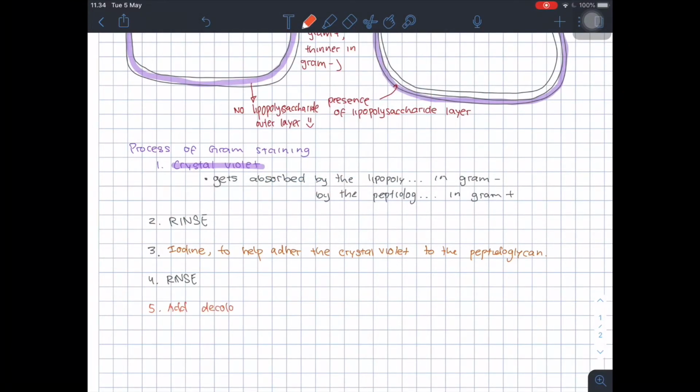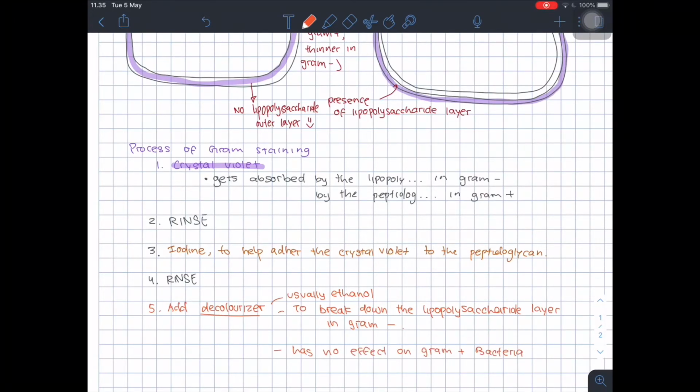The fourth stage is to add a decolorizer, which is usually ethanol. Ethanol is used to dissolve lipids, or the lipopolysaccharide. In the gram-positive bacteria, where there is no lipopolysaccharide layer, it does not have any effect. But it does have an effect on gram-negative bacteria.